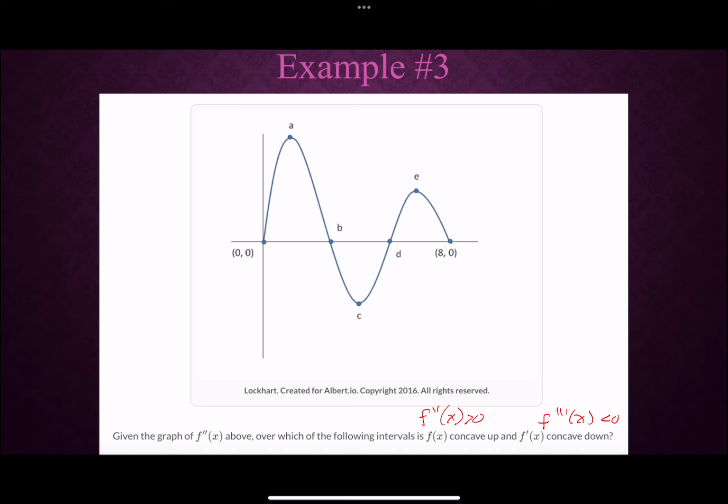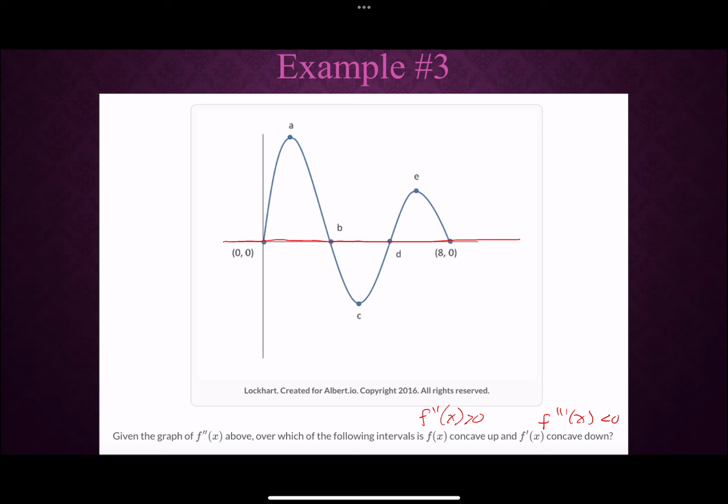So let's answer the first part of the question to help narrow down some choices, because these are generally part of multiple choice questions. So I got rid of the multiple choice so we can just answer them. But you'd be able to at least narrow some choices down from this. So concave up is where the second derivative is positive, so we want to be talking about where are we above the x-axis. So from 0 to b, and then d to 8, those are all where we are above.